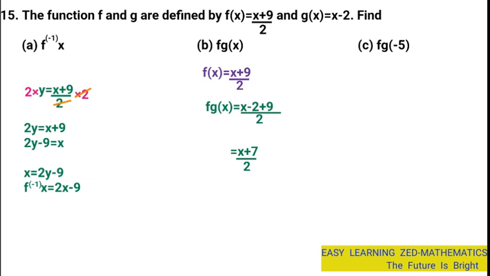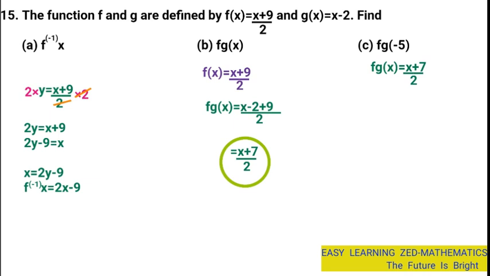Okay, question C, we are asked to find fg of -5. First of all, I want us to understand that the formula I found for fg of x is equal to x plus 7 over 2. That is the formula for fg of x. Then once I've done that, we are going to replace x by -5.